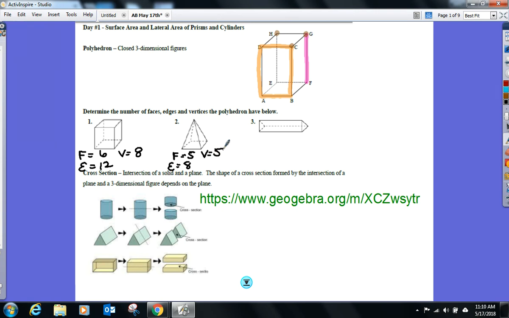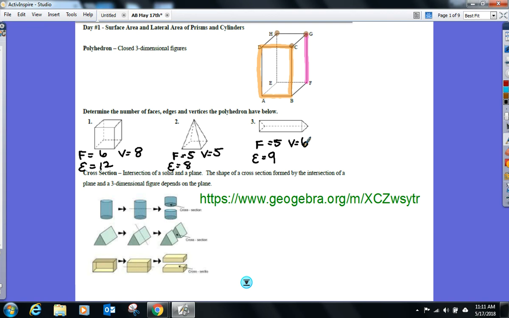And number 3, this is what we're going to talk about today. This is called a prism. How many faces? 5 faces. Edges? Woo. 9. And vertices? 6. Now, could it happen you forget to count one?